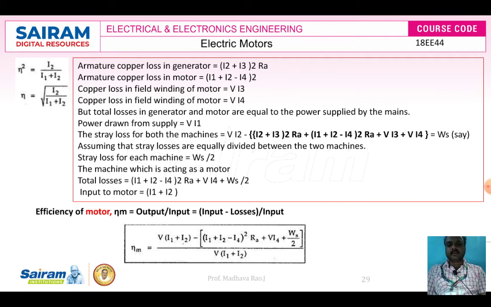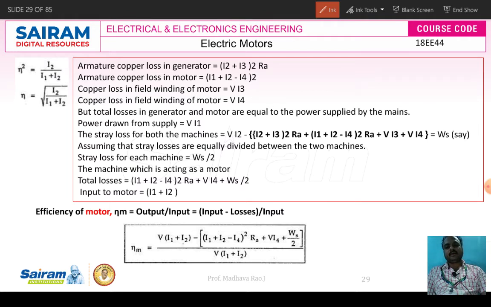So simplify. Efficiency is equal to root of I2 by I1 plus I2 we will get. This is a relation between I2, I1 and efficiency.